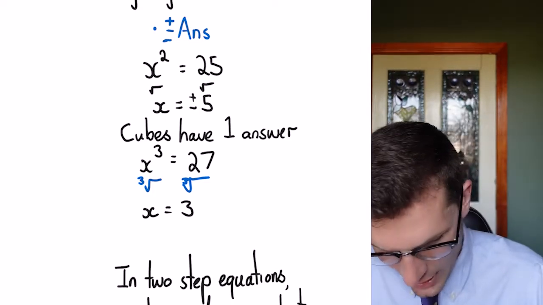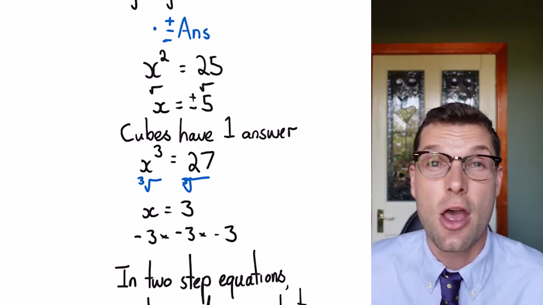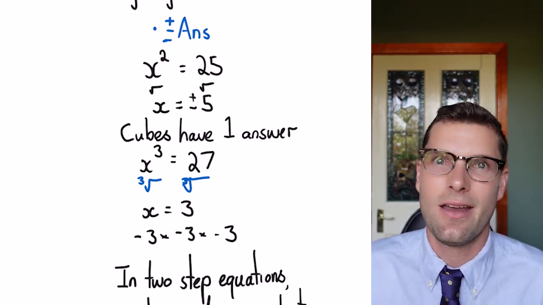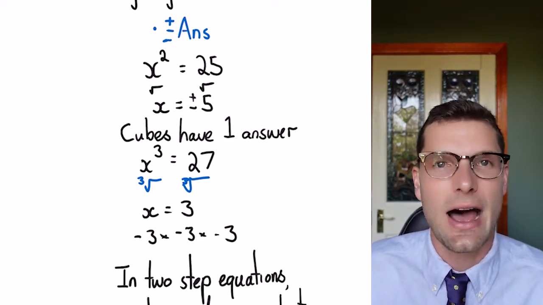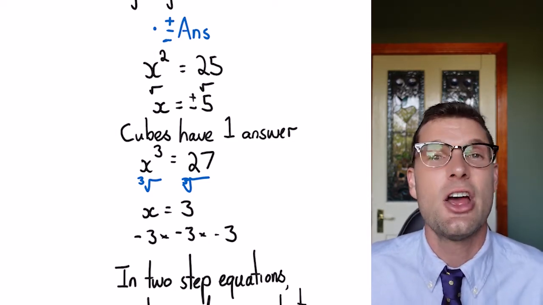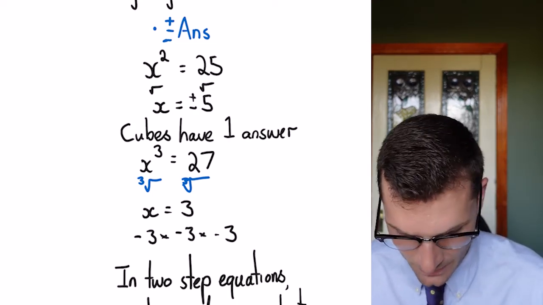But if I took minus 3 times minus 3 times minus 3, the first two minus 3's give us that positive 9. Positive 9 multiplied by the last minus 3 is negative 27, and it's always going to be negative 27. So if you've got an odd power, you only get the one answer.